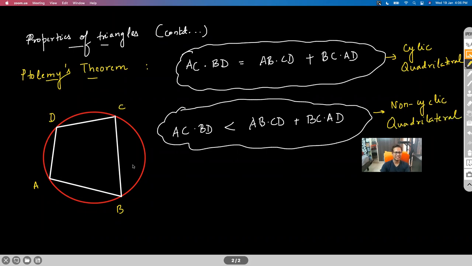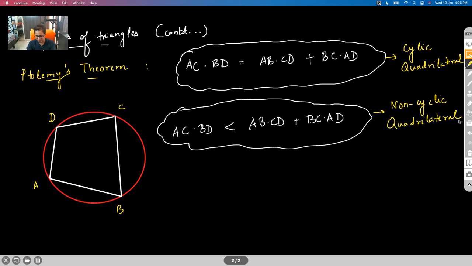Is it fine? Any questions? Now, for a non-cyclic quadrilateral, we are not going to talk about it, but it is good to know that for a non-cyclic quadrilateral, the product of the diagonals is actually lesser than the sum of the product of the opposite sides. So we are only going to focus on this one. This we are going to prove now. So let's prove it.